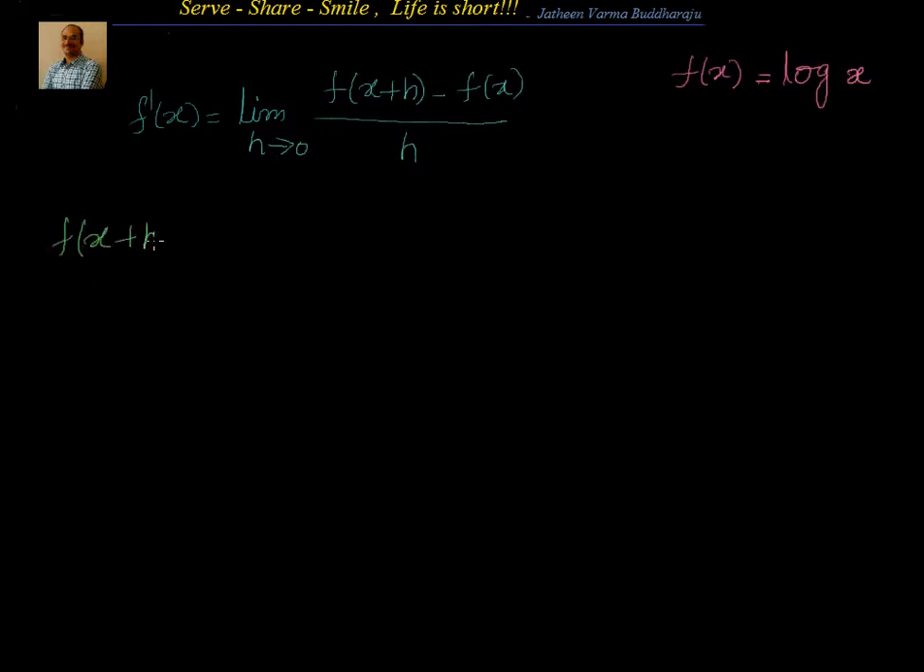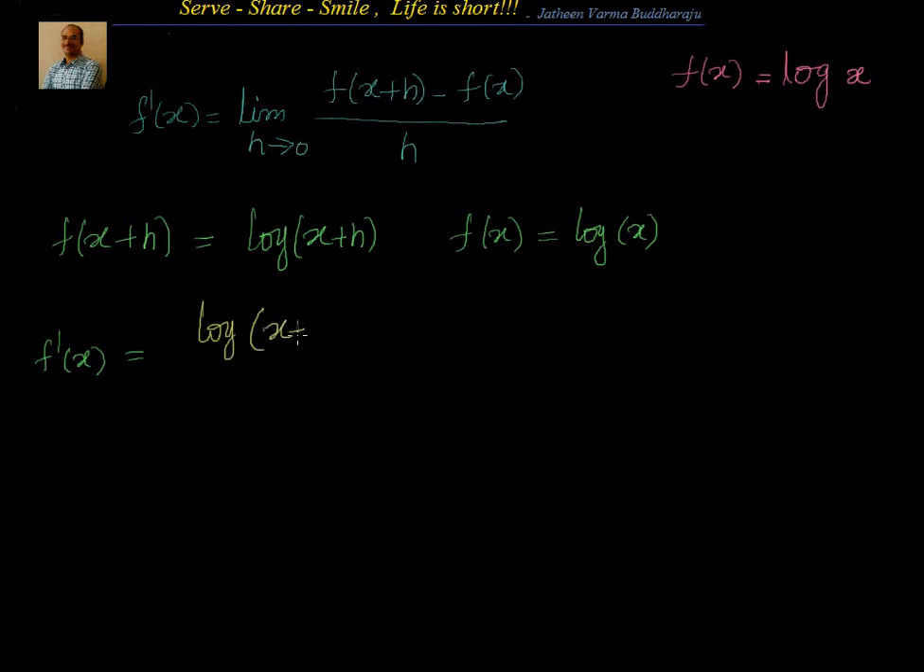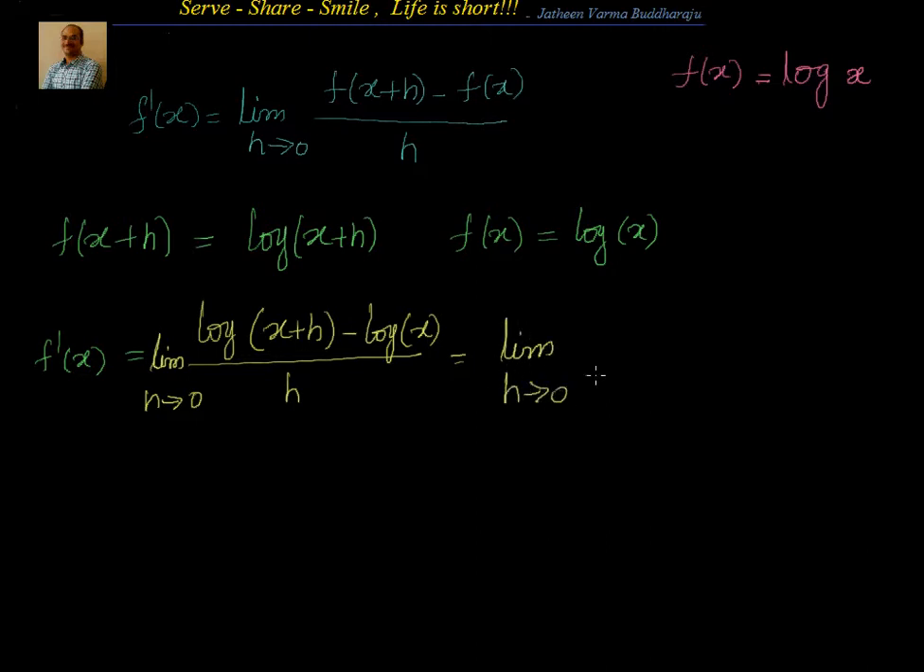Let us find out what is f of x plus h here. That's nothing but equal to logarithm of x plus h. And also we know f of x equal to logarithm of x. So let's substitute in the formula. We'll have f dash x equal to limit of logarithm of x plus h minus logarithm of x divided by h, as h tends to 0.